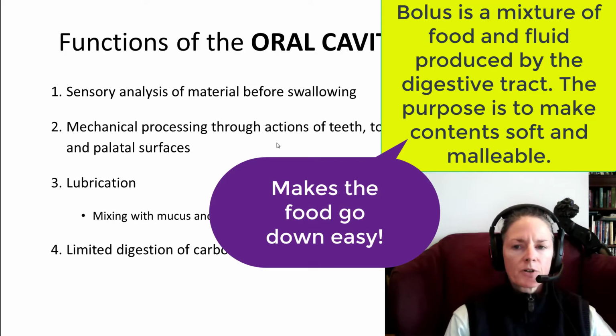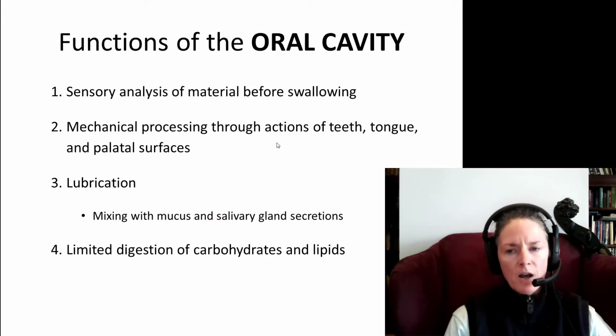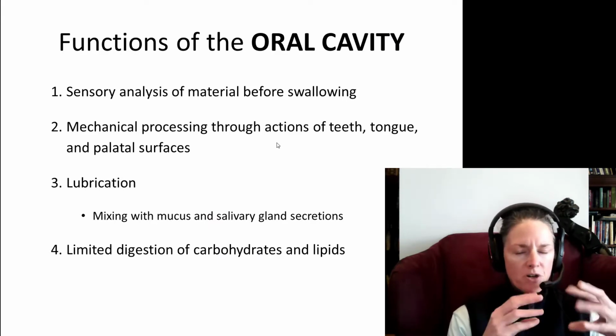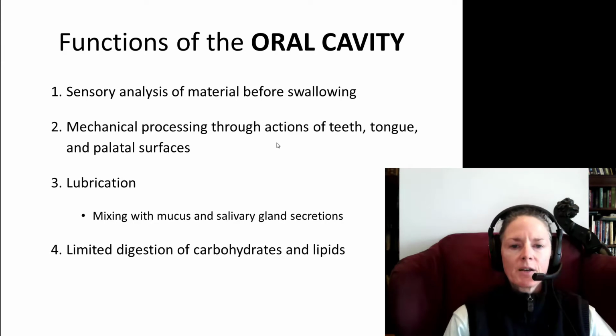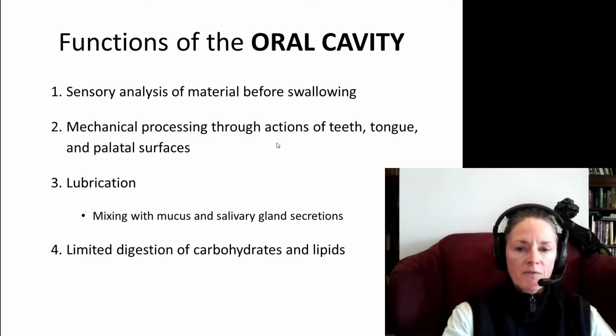Then we have the palatal surface, which will assist the tongue in further kind of mushing the food up and also mixing it with saliva. In saliva, we also have mucus. So mucins are produced, and that will make mucus in the oral cavity, which will help lubricate the oral cavity and allow for an easier passage of that bolus from the oral cavity into the esophagus.